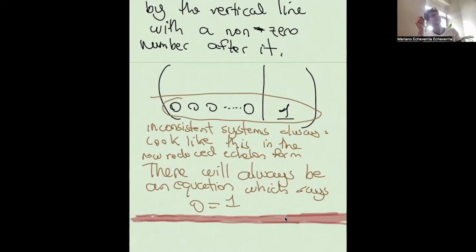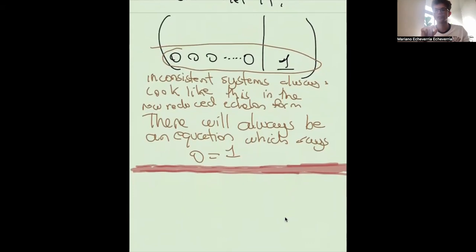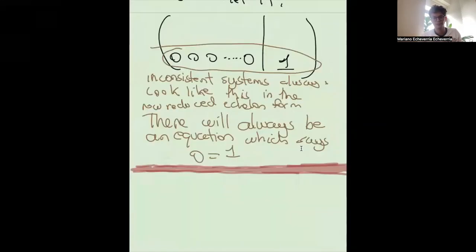Okay. So this is the way to identify the inconsistent systems. Again, those are the easiest ones. It's just a row full of zeros followed by something non-zero after the vertical line. That's always what happens. So there are two other examples left, which is the unique solution case and the infinite solutions case. So let me go next with one of those.